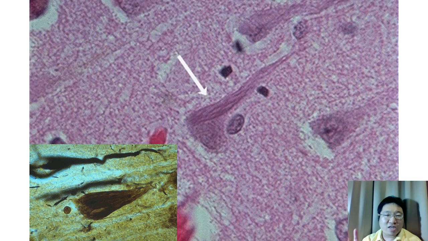Because there is accumulation of tau within the brain, Alzheimer's disease is included in the big umbrella of diseases called tauopathy. So the brain diseases associated with accumulation of tau are tauopathies.